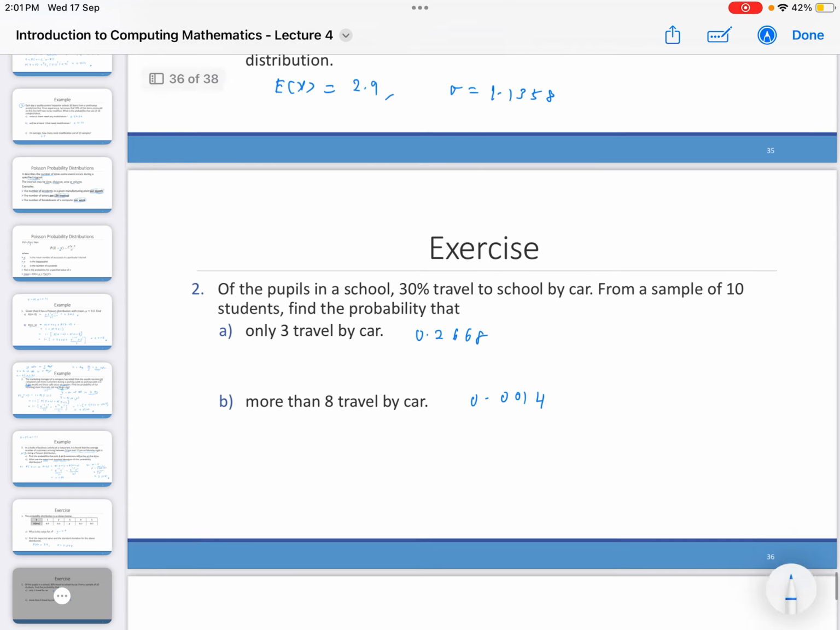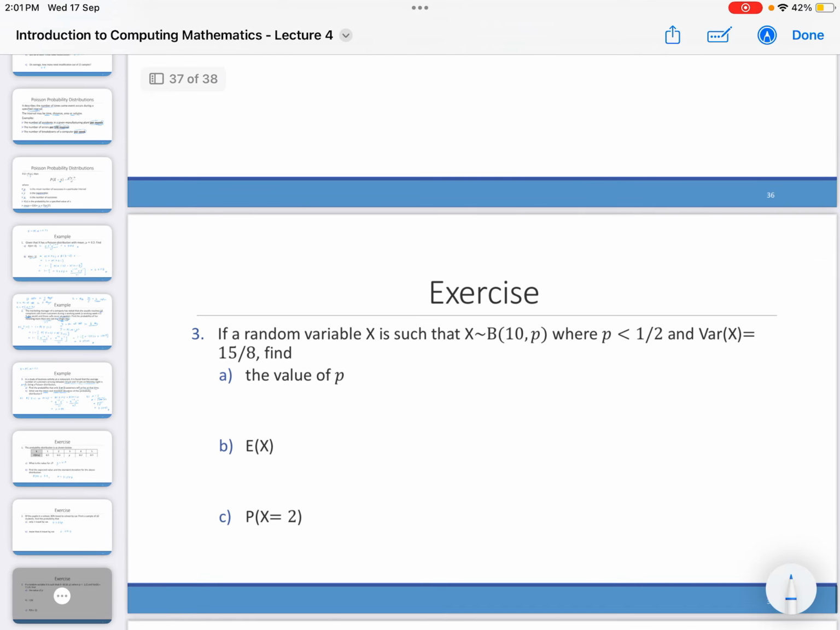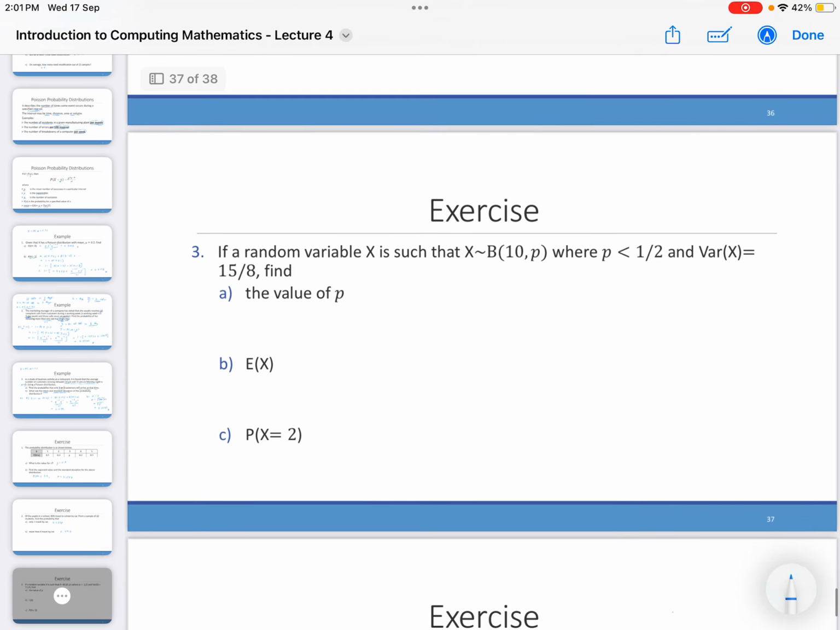Okay, let's look at question 3. So let's discuss question 3. If a random variable x is a binomial distribution, with n equals 10, and p the probability of success, and p is less than half, and we are also given the variance is 15/8. So find the value of p.